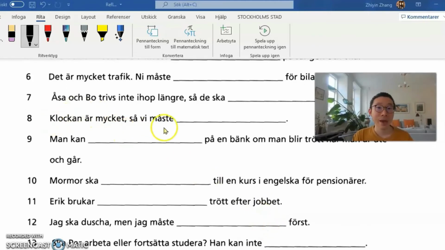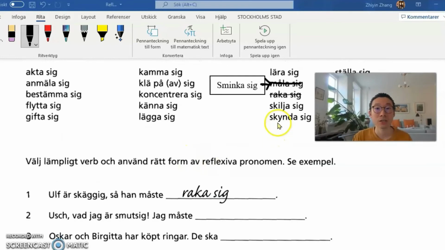Klockan är mycket, så vi måste skynda oss. The clock is a lot, so we need to hurry up. Klockan är mycket, the clock is a lot. It's quite strange. It means actually the time is limited. Klockan är mycket, så vi måste skynda oss.